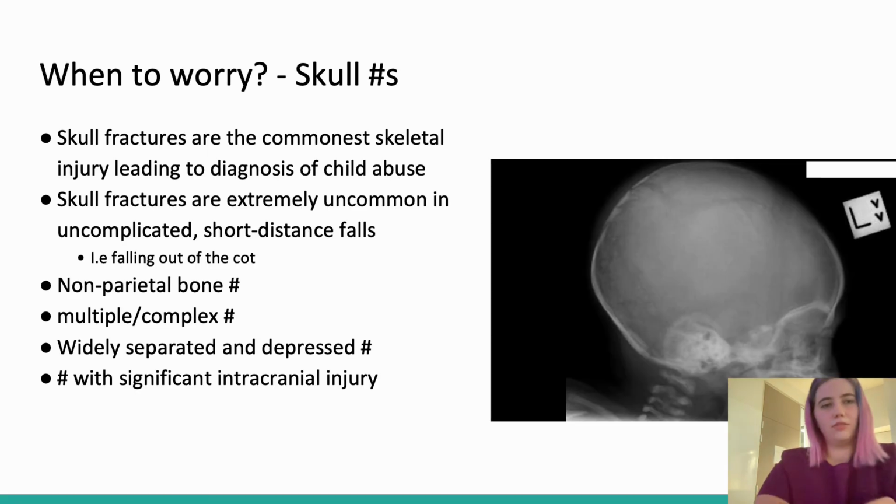So you would worry if they have a skull fracture. Skull fractures are the commonest skeletal injury leading to diagnosis of child abuse. Skull fractures are extremely uncommon in an uncomplicated short-distance fall, i.e. falling from a cot. You should also worry if it's a non-parietal bone fracture, if there are multiple, complex, widely separated and depressed fractures, and a fracture with significant intracranial injury.